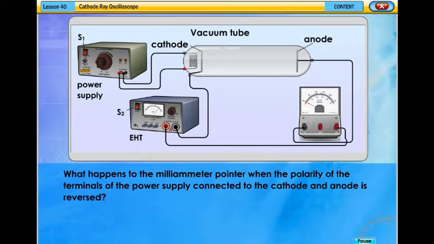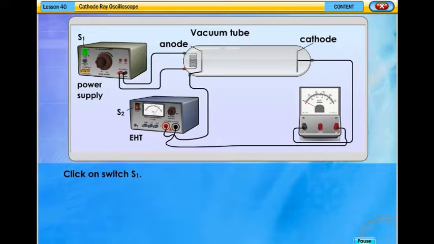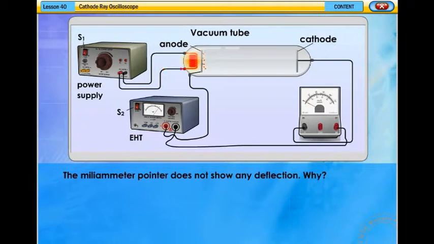What happens to the milliammeter pointer when the polarity of the terminals of the power supply connected to the cathode and anode is reversed? Click on switch S1. Click on switch S2. The milliammeter pointer does not show any deflection. Why?